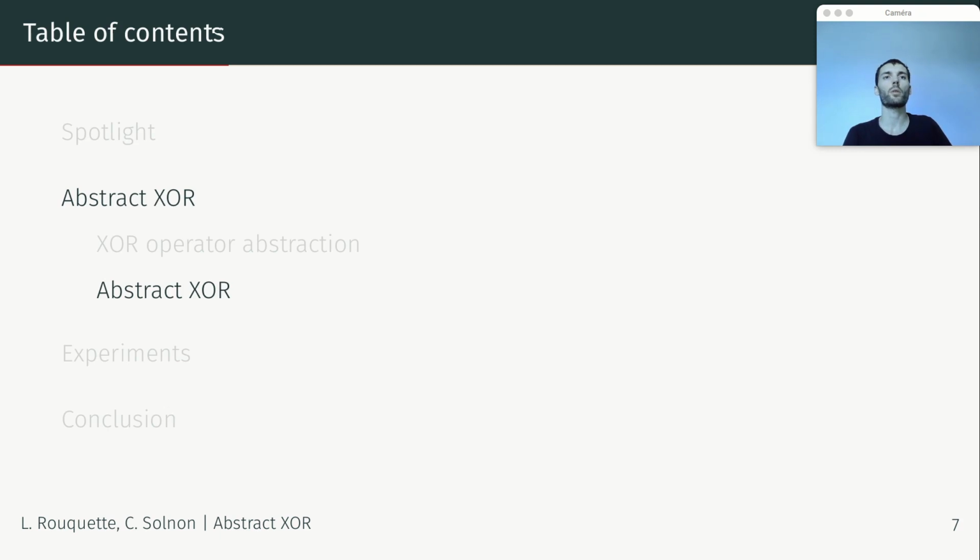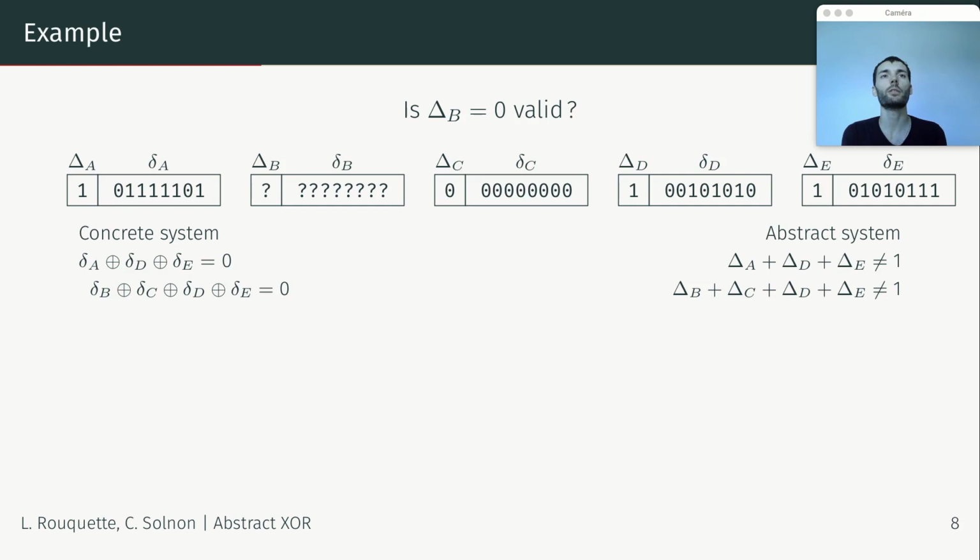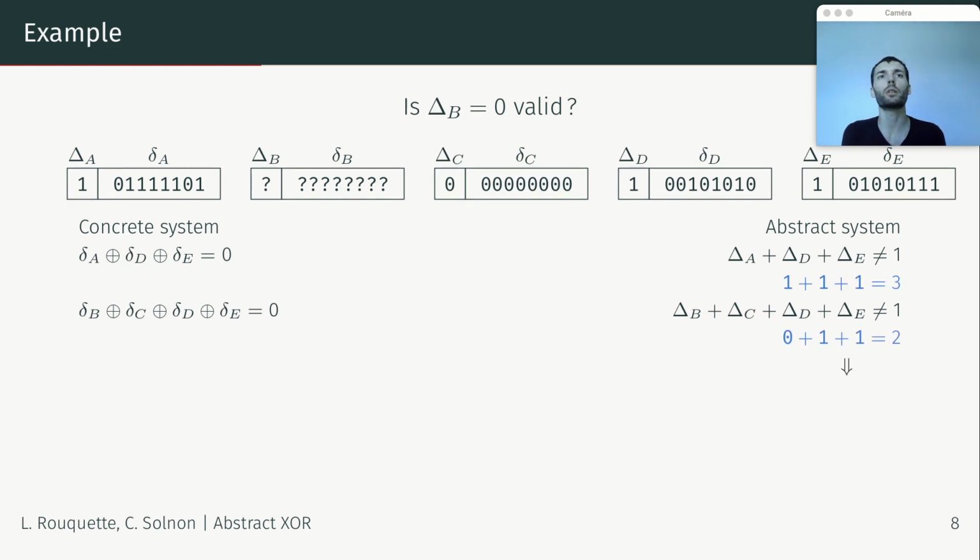Now we will see how AbstractXOR can improve the filtering. In this example, we have 5 bytes that are abstracted with a Boolean and a system of 2 equations. We want to know if the abstraction of the sequence B may take the value 0. On the abstraction, we have 2 sums over the Boolean variables.